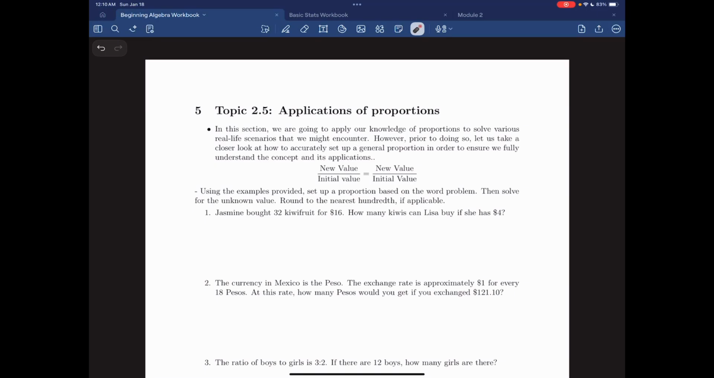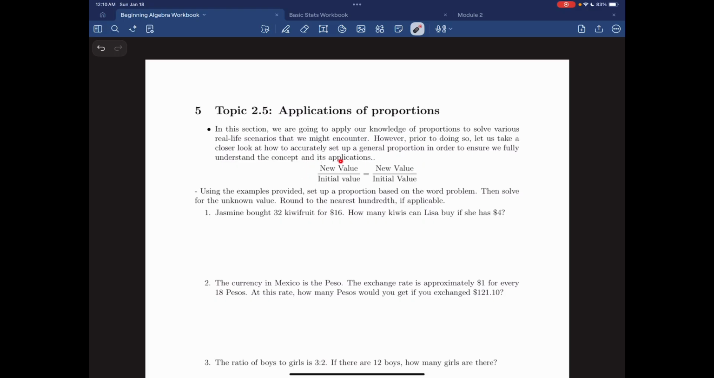Now that we understand how to solve proportions, in this section, we're going to apply our knowledge to solve various real-life scenarios that we might encounter that involve setting up proportions. So this idea of setting up proportions in real-life scenarios is essentially we take two ratios and we set them equal to each other.